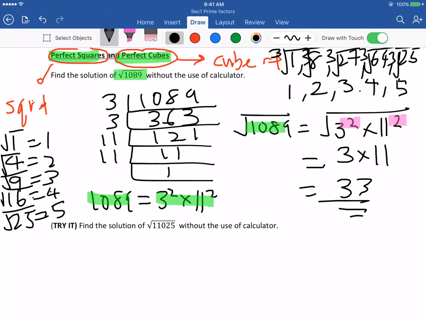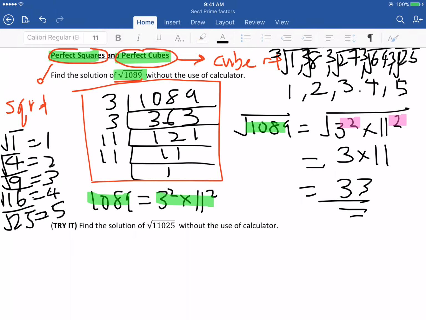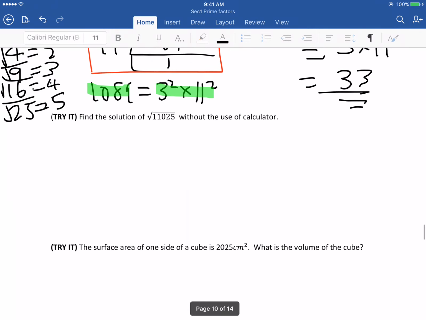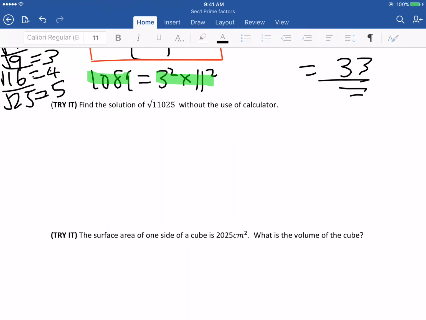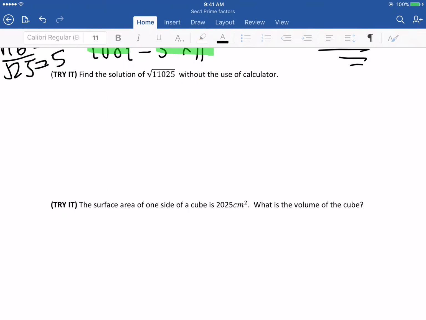So how do you find the square root of 1089 without using a calculator? The first step is to prime factorize it. Express the number in terms of prime factors, and divide all the powers by 2. That's how you're going to get it. Same thing for the next example: you need to work it out yourself. Take some time to work it out and find the answer.